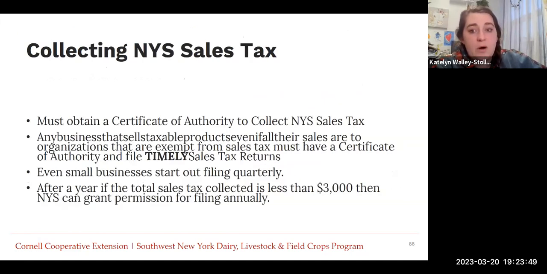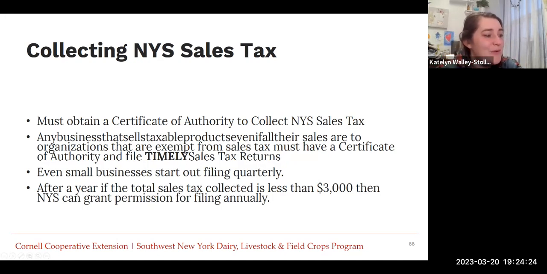Finally, if you are a farm selling products that are required to collect sales tax, you have to obtain a certificate of authority from New York State to collect New York State sales tax. Food is not something that you have to collect sales tax on. Crafts are something to collect sales tax on. If you are selling ornamental goods, so things like pumpkins for ornaments, corn for ornaments, Christmas trees, those are all items that you need to collect sales tax for.